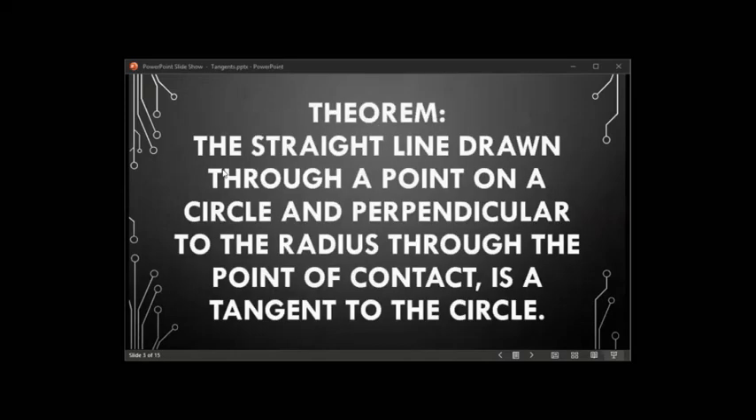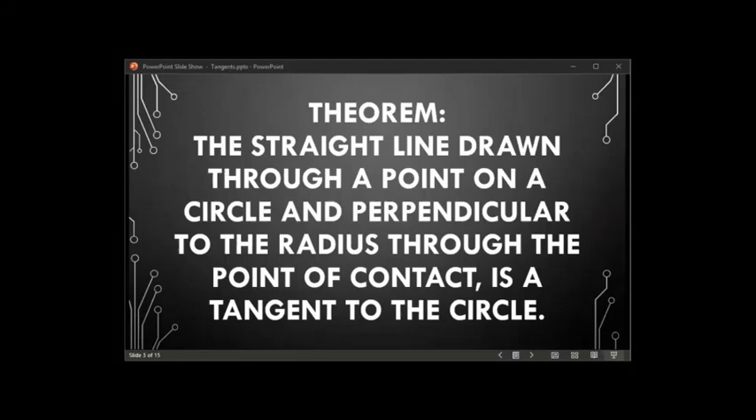We have some theorems regarding tangents. This is the first. The straight line drawn through a point on a circle and perpendicular to the radius through the point of contact is a tangent to the circle. I'll repeat: the straight line drawn through a point on a circle and perpendicular to the radius through the point of contact is a tangent to the circle. This is a property of a tangent actually. So we'll look into a diagram and see what this really means.